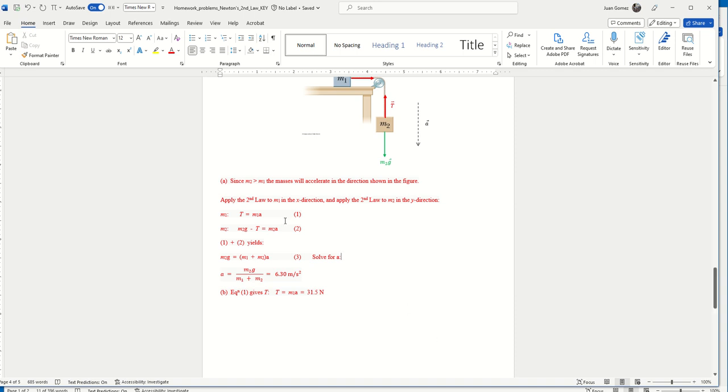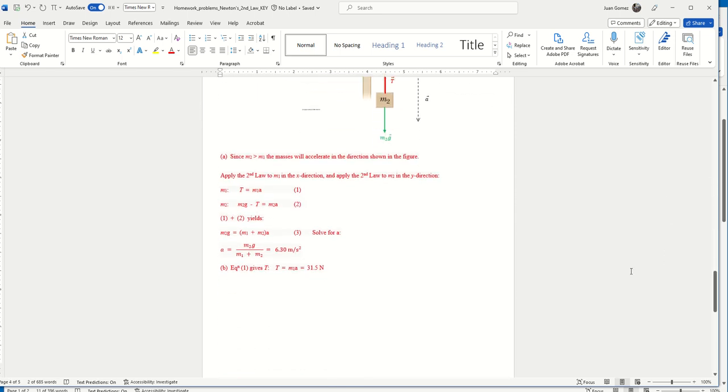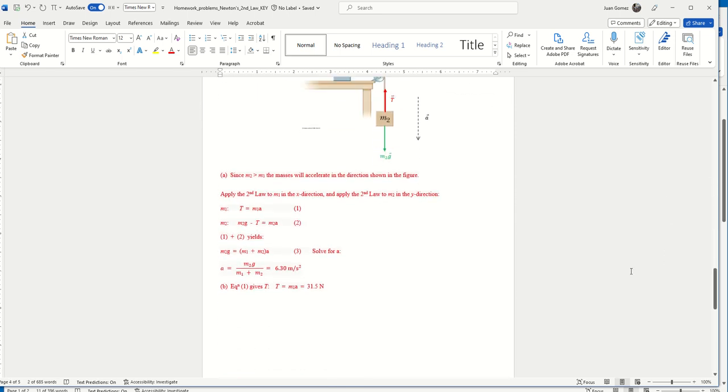Now to get T, you could use equation 2 or equation 1. I'm going to use equation 1 because it looks like a much easier equation. Because right away, T is m1a. Remember, m1 was 5 kilograms and m2 was 9 kilograms. Equation 1 tells us T is m1a, so it's just 5 kilograms times 6.30 meters per second squared, and you get 31.5 newtons.